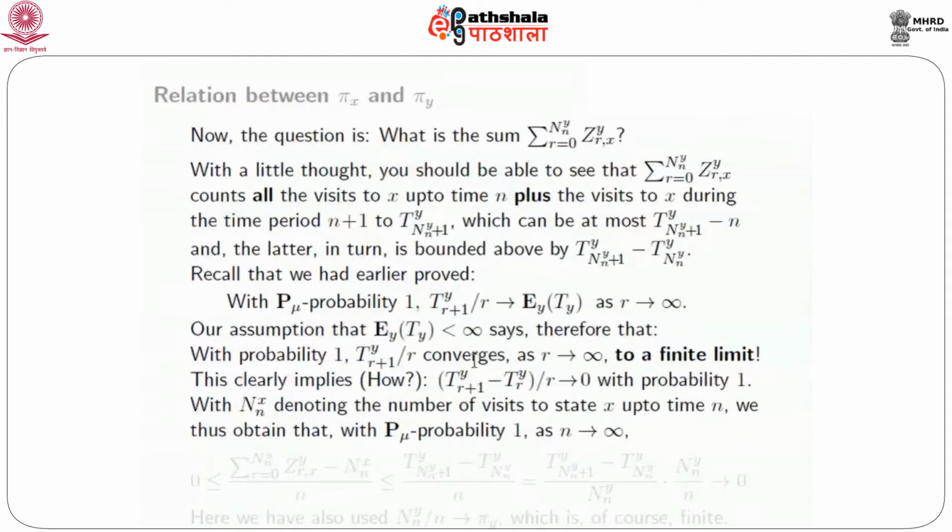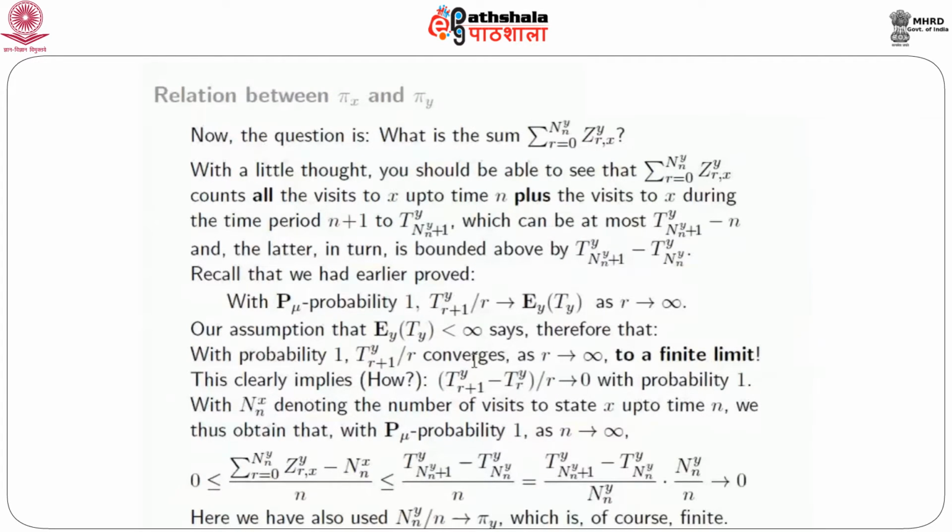So now with N_n(x) denoting the number of visits to x up to time n, we therefore obtain that with P_mu probability 1 as n goes to infinity, you look at this object: our earlier sum of Z_r^x for r equal to 0 to N_n(y), subtract from that N_n(x), which is exactly the number of visits to x up to time n, that divided by n. Of course that's greater than or equal to 0, but the top we have seen is bounded above by T_y^{N_n(y)+1} minus T_y^{N_n(y)}. So therefore the ratio is less than or equal to this second ratio, and that second ratio can be written, by again multiplying and dividing by N_n(y), as this.